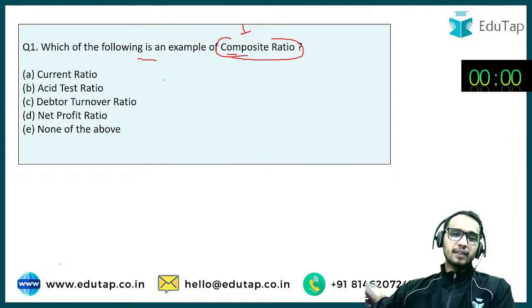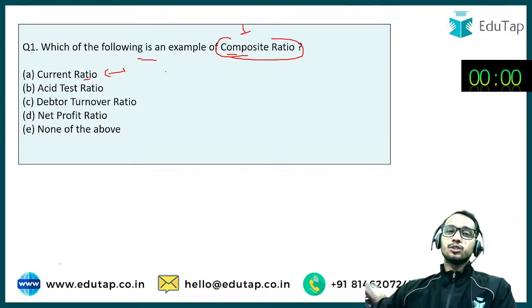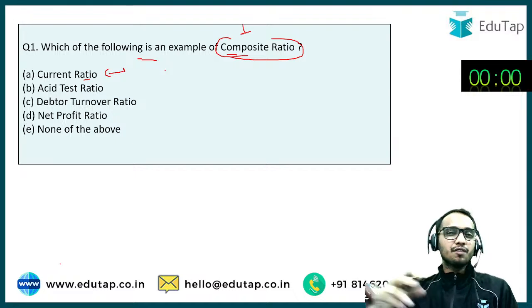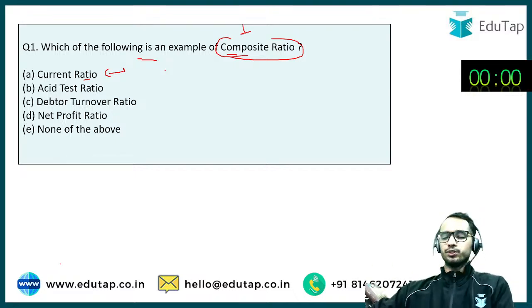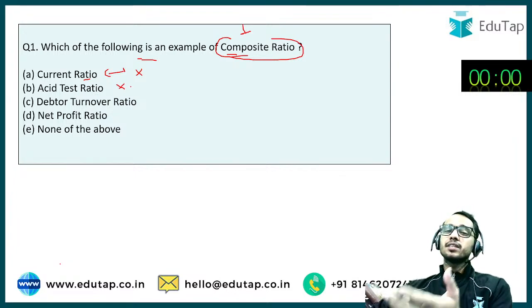Now let's look at the options one more time. Current ratio: the formula of current ratio is what? Current asset divided by current liability. So all the variables are being taken from the balance sheet only. So it is not the composite ratio, right? So it would not be the answer here. Liquid ratio, again liquid asset divided by current liability. So it is not the answer.